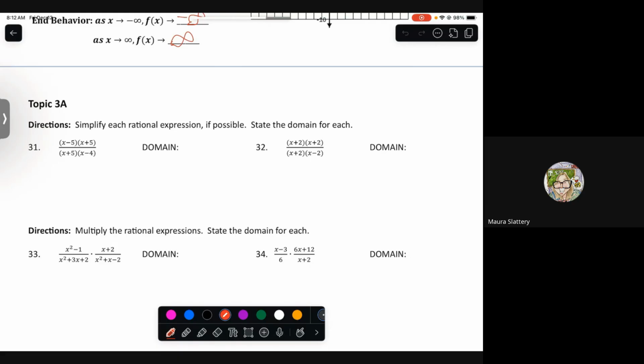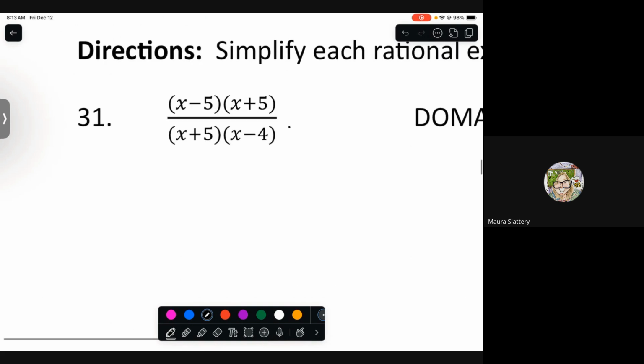Okay, so now I'm going to go ahead and go through the 3A portion of the final review packet. All right, so first off, whenever you're asked for the domain, what the domain is asking you to find is what values make the denominator equal to 0. What can x not be, because we know we're not allowed to have a denominator of 0. So to find the domain, all you need to do is take the denominator before you cancel anything.